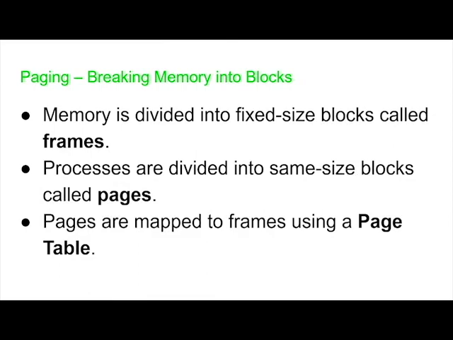Memory is divided into fixed size blocks called frames. Processes are divided into same size blocks called pages. Pages are mapped to the frames using the page table. For example, consider your process needs 12 KB and each frame is 4 KB. So the OS divides it into three pages, and the process pages stay wherever a free frame exists in RAM.